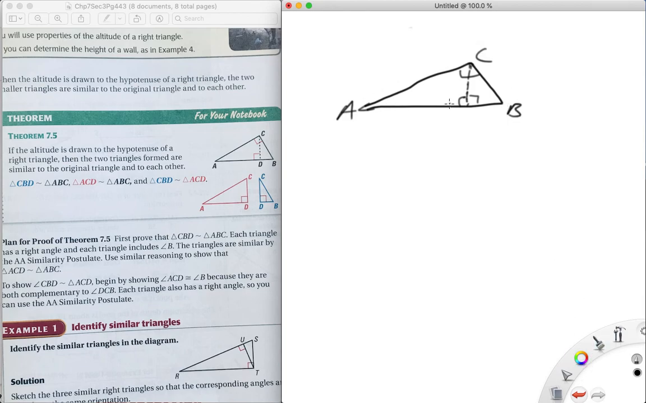From that altitude, and they connect at point D, two other triangles can be formed. Here's the other triangle that's formed, and here's the other triangle that's formed. So we have, I call it, a big triangle, a medium triangle, and a small triangle. These triangles are all similar.